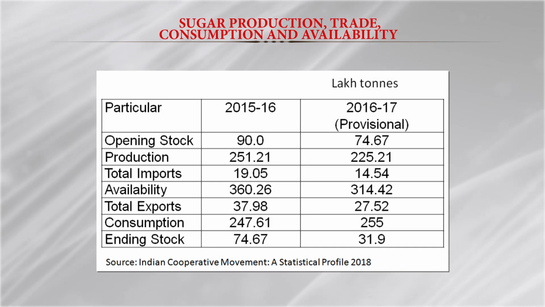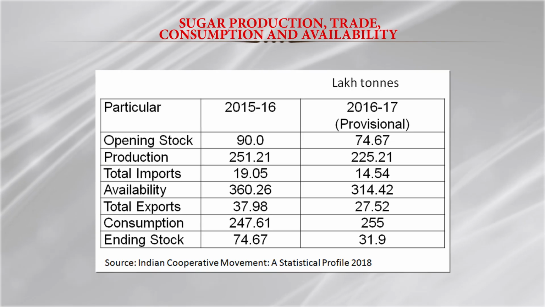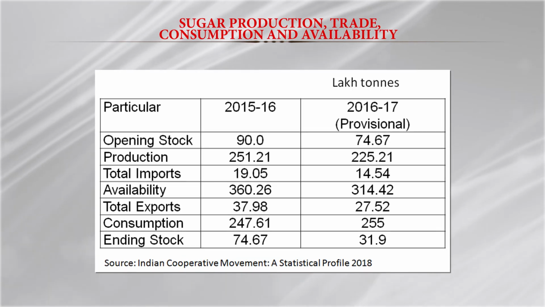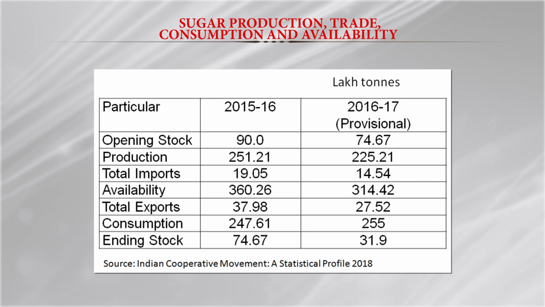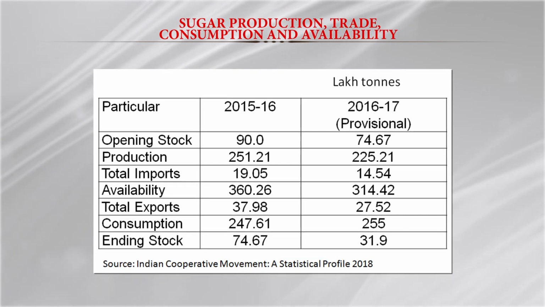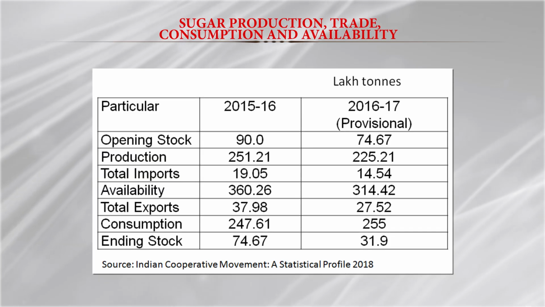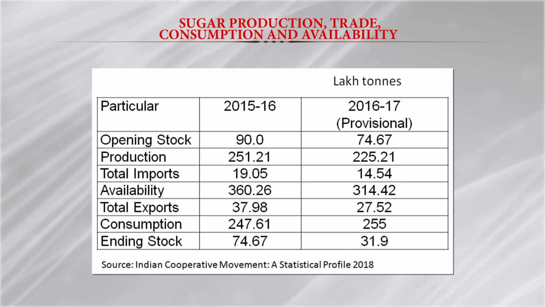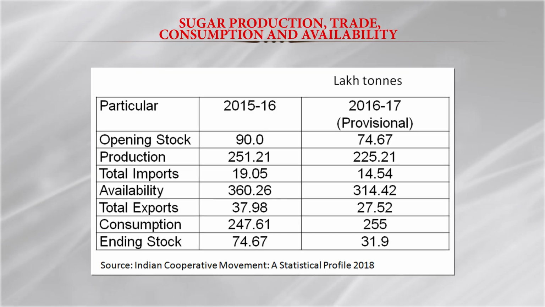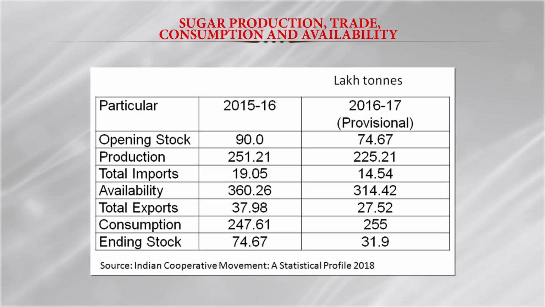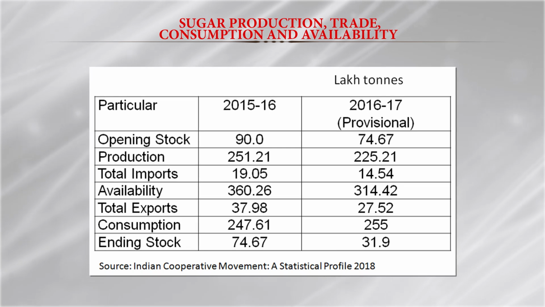Here you can see the sugar production, trade, consumption and availability data, and the figures are given in lakh tons. In the year 2015-16, we had an opening stock of 90 lakh tons. Then the production was 251 lakh tons in 2015-16. The total import was 19 lakh tons, and the total availability of sugar in the country was 360 lakh tons. Then the export of sugar in 2015-16 was around 38 lakh tons. The consumption was 247.61 lakh tons in the country, and the ending stock was 74.67 lakh tons.